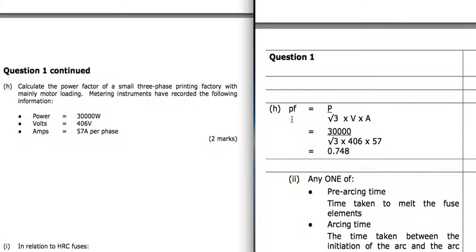So what they've done there is transposed for power factor, and the power factor is the power, which is our 30,000 watts, divided by √3 times 406 that we're told here, and our 57 amps we're told here. With this calculation, make sure you put brackets around these when you do it in the calculator, or do the calculation at the bottom first, find the answer, and then do 30,000 divided by that answer. And you should get 0.748.